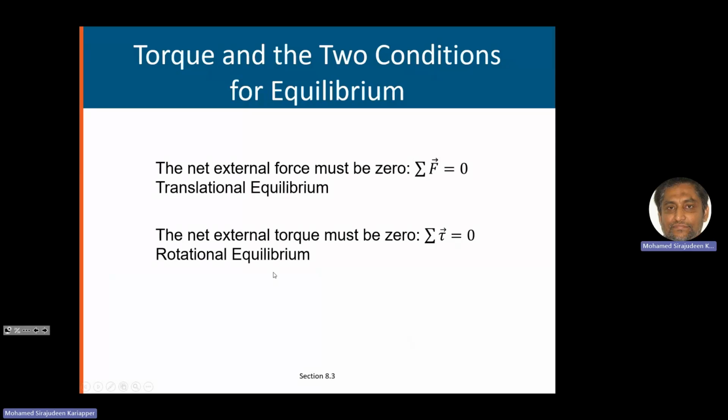So in the last lecture, we talked about the torque.